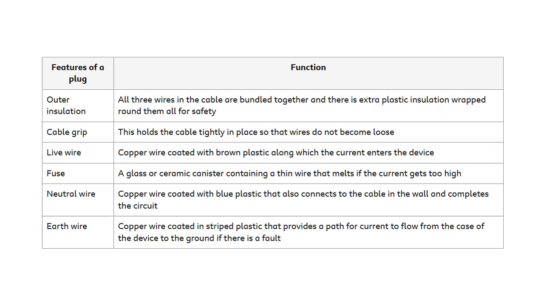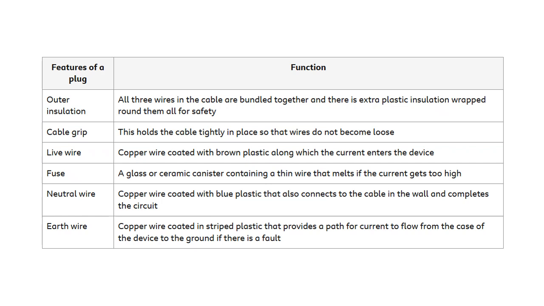So the outer insulation: all three wires in the cable are bundled together and there is an extra plastic insulation wrapped around them for safety. The cable grip holds the cable tightly in place so that wires do not become loose. The live wire: the copper wire coated with brown plastic along which the current enters the device. Fuse: a glass or ceramic canister containing a thin wire that melts if the current gets too hot.